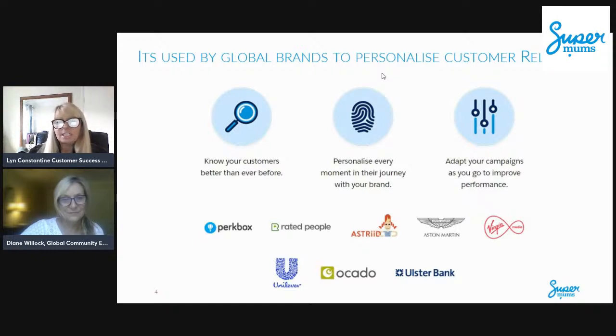And you can see there are some really great organizations on the list of companies that use Salesforce, and they will have many people qualified, will have Marketing Cloud certs, and some of them will have been trained up by Supermums.